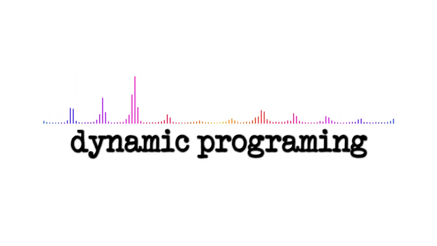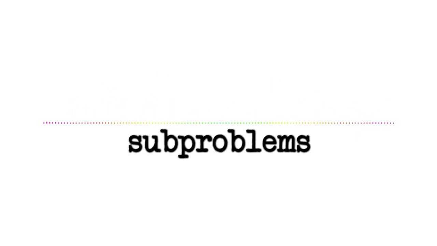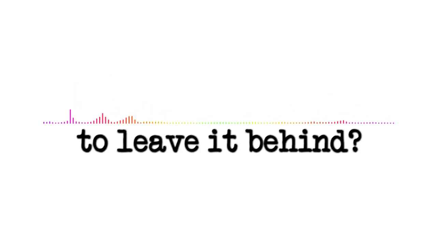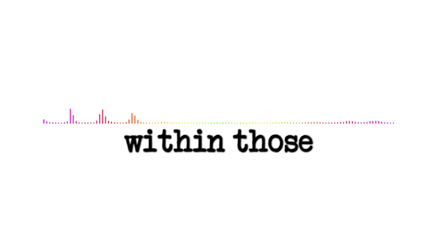And this is where dynamic programming provides an elegant solution. It helps us systematically explore different combinations of items, considering their weights and values. By breaking the problem down into smaller subproblems, should I include this item, or does it make more sense to leave it behind? We can build up a solution that maximizes the value within those constraints.